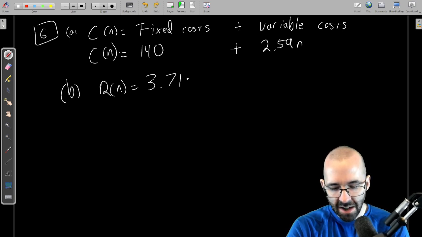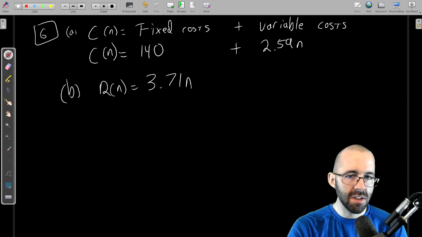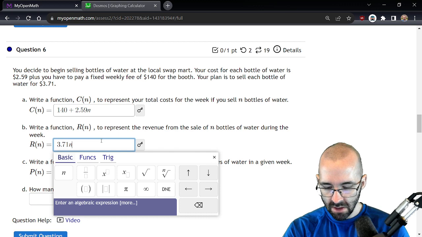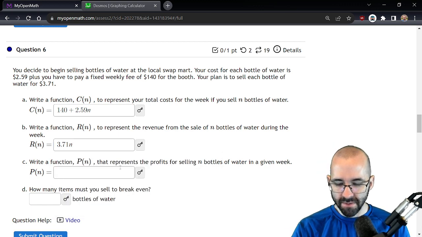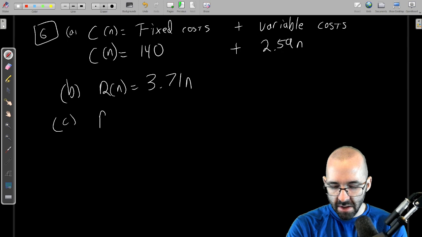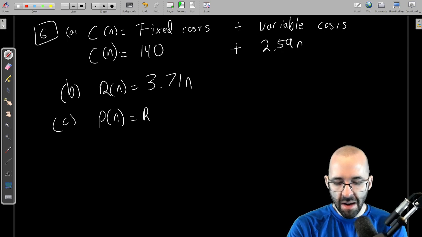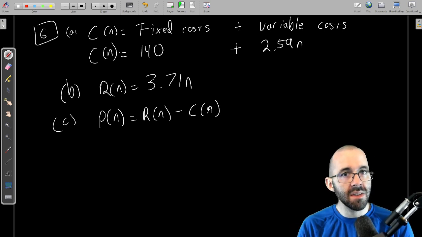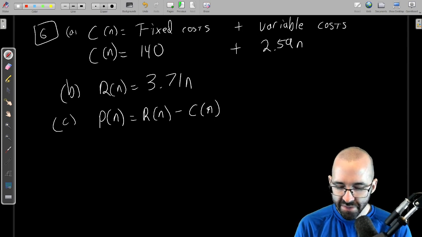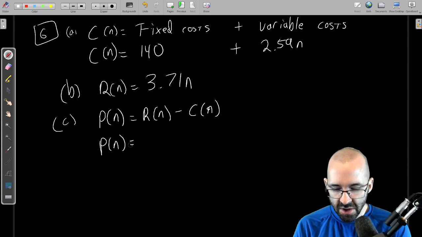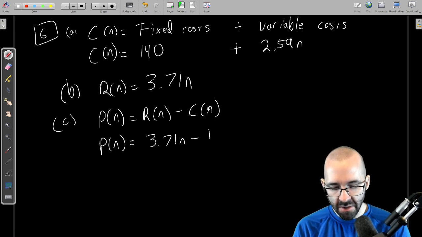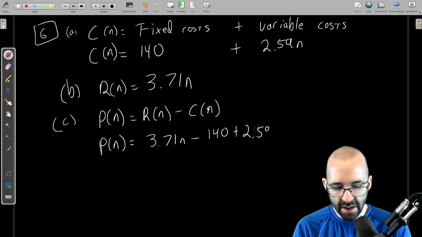We usually don't write the dot there. Not wrong. Usually we write it like this: 371N. And now it wants us to find the profit. Well, profit as a function of N is going to be the revenue as a function of N minus the costs as a function of N. I usually don't write this in function notation, but this is what it would look like. So our profit as a function is the revenue, which is 371N, minus the costs, which is 140 plus 259N.